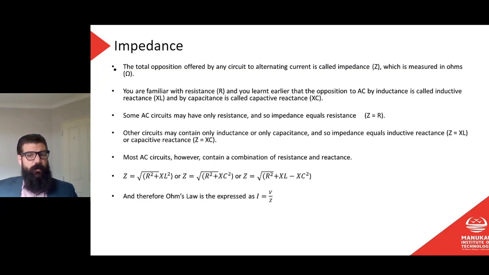Some AC circuits may only have resistance, so impedance will equal the resistance. They'll be the same thing, Z and R will be the same. Other circuits may contain only inductance or only capacitance, so the impedance will equal the reactance. If it was inductive reactance, Z would equal XL. Or if it was capacitive reactance, Z would equal XC. Most AC circuits, however, contain a combination of resistance and reactance. And therefore, here are our formulas here.